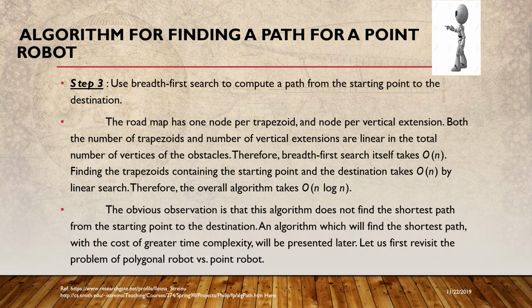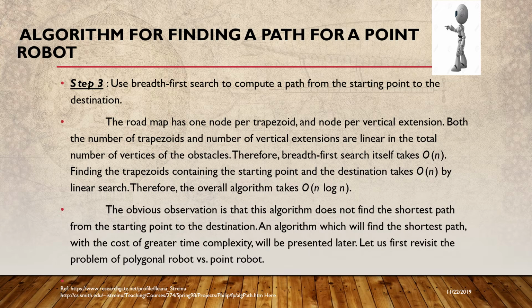Finding the trapezoids containing the starting point and the destination takes big O(n) by linear search. Therefore, the overall algorithm takes big O of n log n time. The obvious observation is that this algorithm does not find the shortest path from the starting point to the destination. An algorithm which will find the shortest path, at the cost of greater time complexity, will be presented later on.